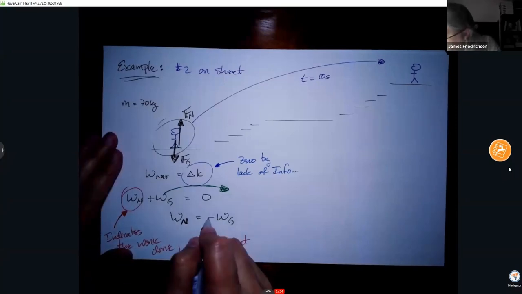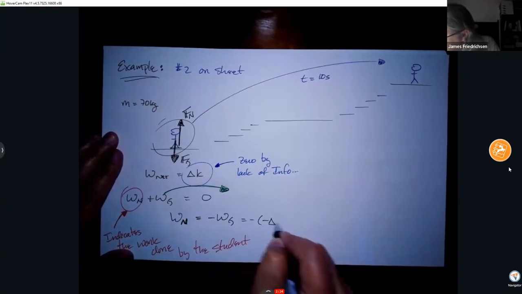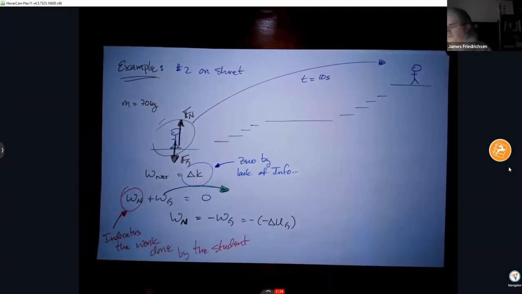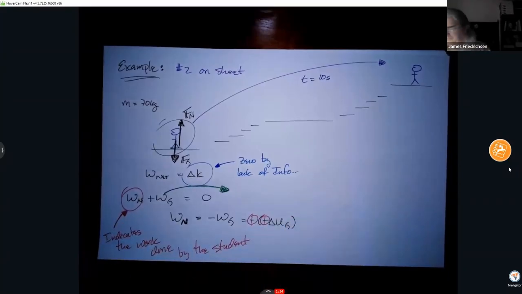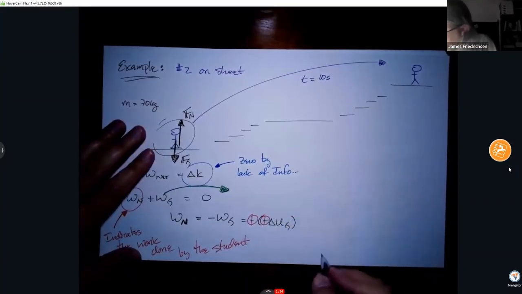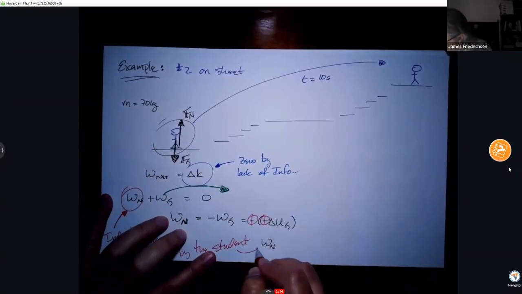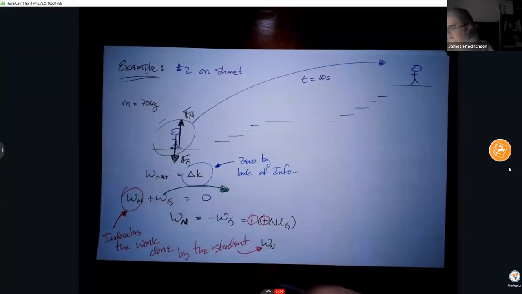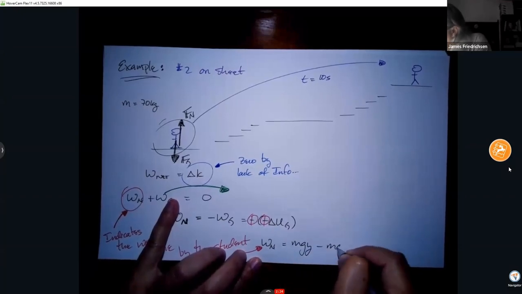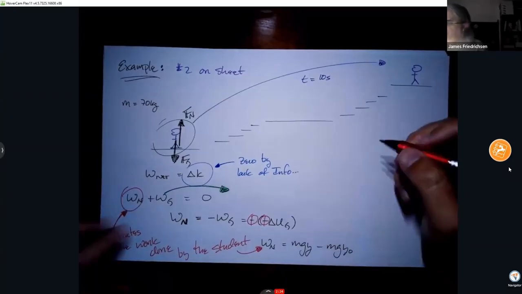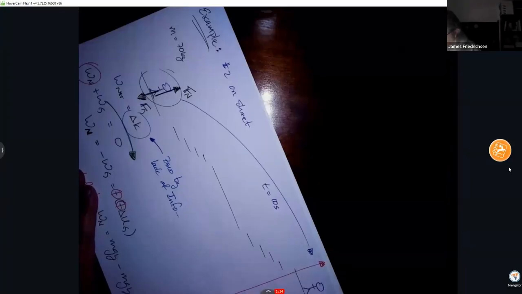Now, since the gravitational force is conservative, this is minus the change in our gravitational potential energy. So we get this minus a minus, which gives us a plus. And so when we take a look, the work done essentially by the student, indicated by this reactive normal force, is going to be equal to mgy final minus mgy initial, where again, up has to be the positive direction.